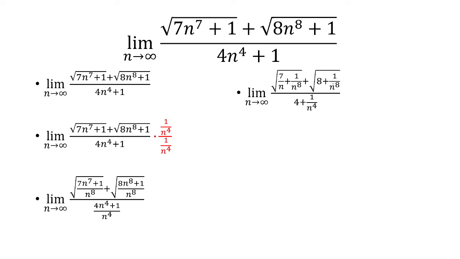Now we're going to take the limit as n approaches infinity. We see that 1 over n to the 8th will go to 0. 7 over n also goes to 0. And then 1 over n to the 4th also goes to 0.